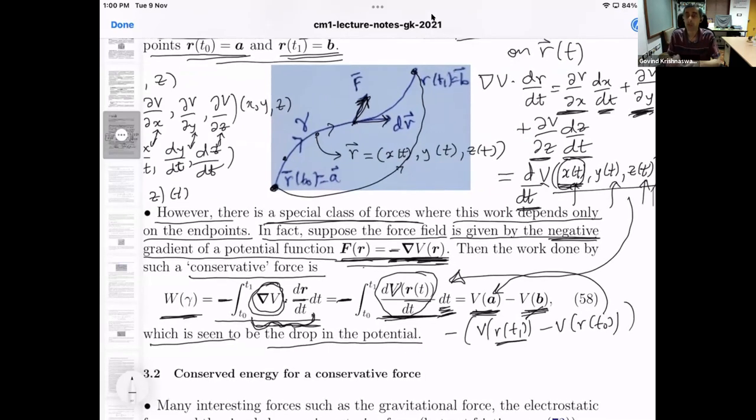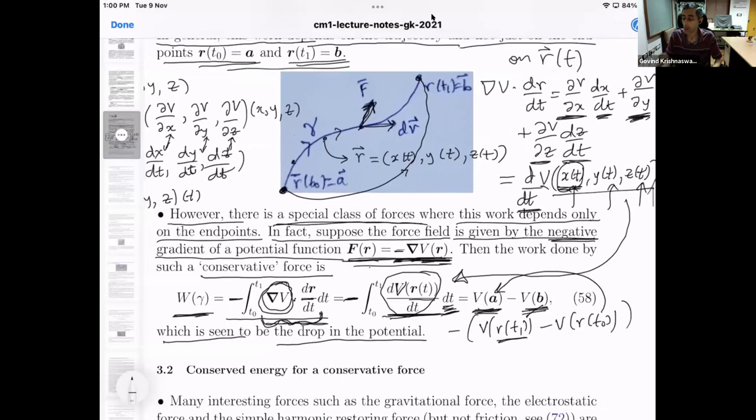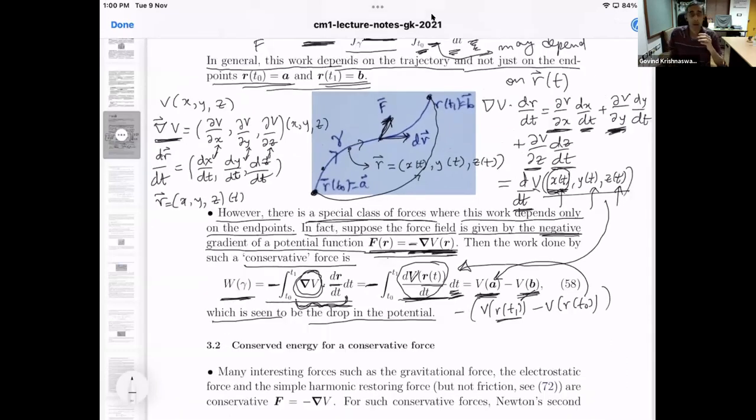So please take a moment to absorb this calculation and its conclusion. Any question about it? Or the use of the gradient notation and the dot product. Please become comfortable with it.